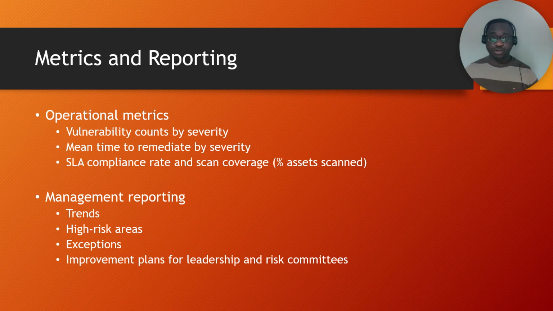Measurable outcomes are as important to the success of the program. Thus, we track and report on a set of key performance indicators (KPIs) that give insight into the effectiveness of the vulnerability management program. These metrics are operational metrics: vulnerability counts by severity, mean time to remediate by severity, SLA compliance rate, and scan coverage, percentage of assets scanned; and management reporting, which includes trends, high risk areas, exceptions, and improvement plans for leadership and risk committees. These are shared at intervals, on a monthly basis for the operational teams and a quarterly basis for the leadership team.